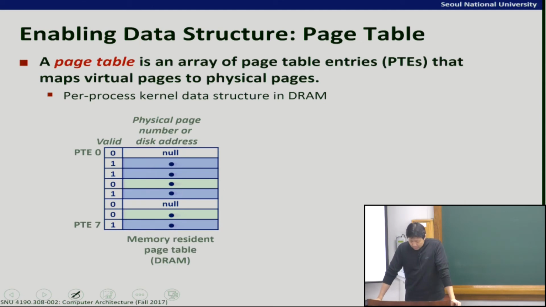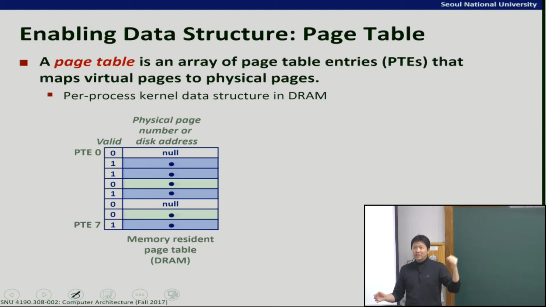Okay, so as I said, if you really want a fully associative structure for organizing this caching system, we need a table which tracks where each of these virtual pages is mapped to. That table is called the page table. A page table is an array of page table entries, or PTEs, that maps virtual pages to physical pages.